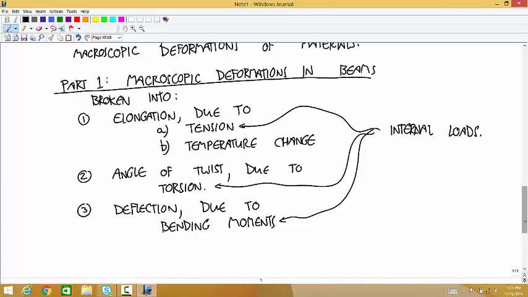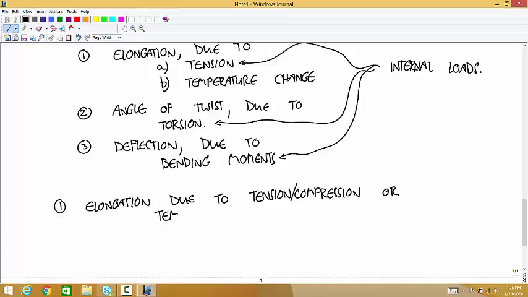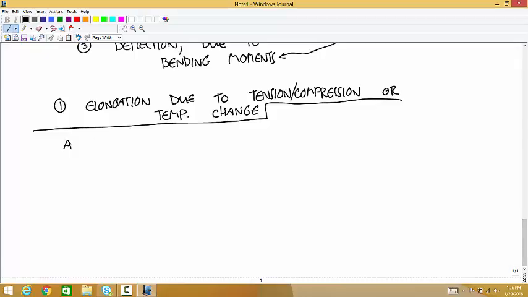Okay, so the first part is elongation due to tension and compression or a temperature change. And I'm going to start with tension compression.